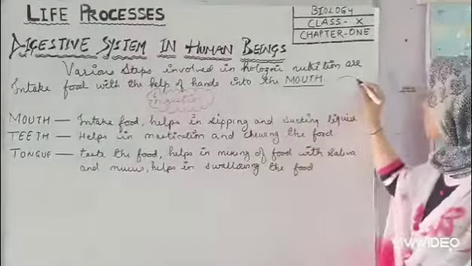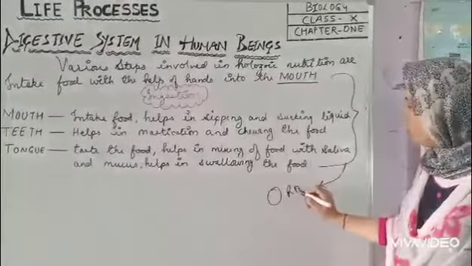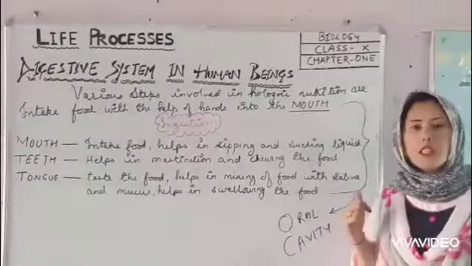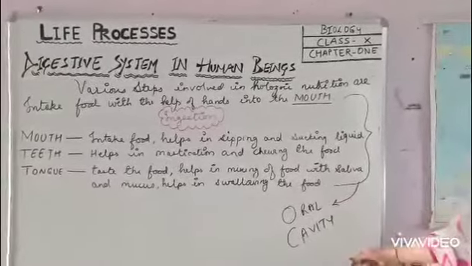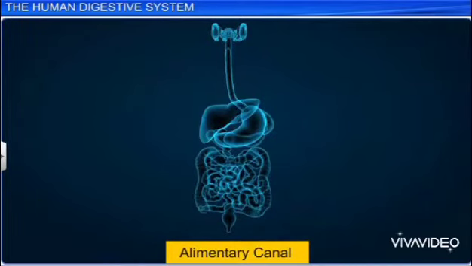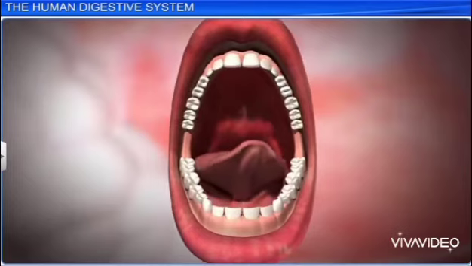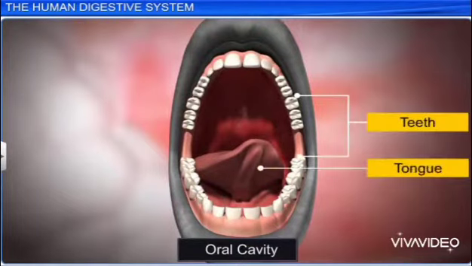All these processes occur in our oral cavity. Food is chewed, softened and mixed with saliva in the oral cavity. If we observe the structure of the alimentary canal, we will see that the mouth, the anterior opening of the alimentary canal, leads to the oral cavity or buccal cavity, which contains the teeth and the tongue.